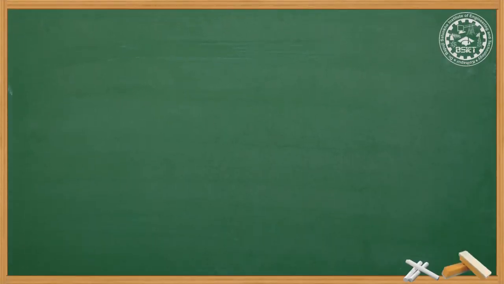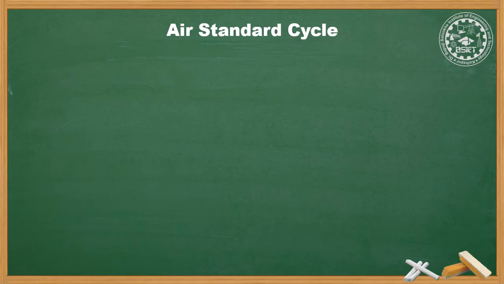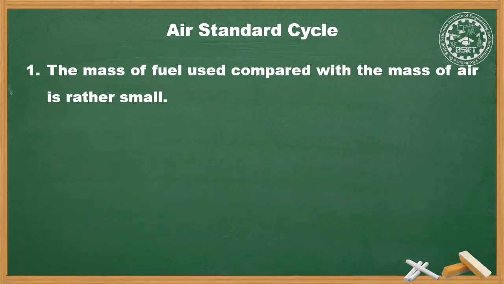Let us start with air standard cycle. In most of the power developing systems such as petrol engine, diesel engine and gas turbine, the common working fluid used is air. These devices either take a mixture of fuel and air as in petrol engine, or use fuel separately and mix them in the combustion chamber as in diesel engine. The mass of the fuel used compared with the mass of the air is rather small. Therefore, the properties of the mixture can be approximated to the properties of the air.